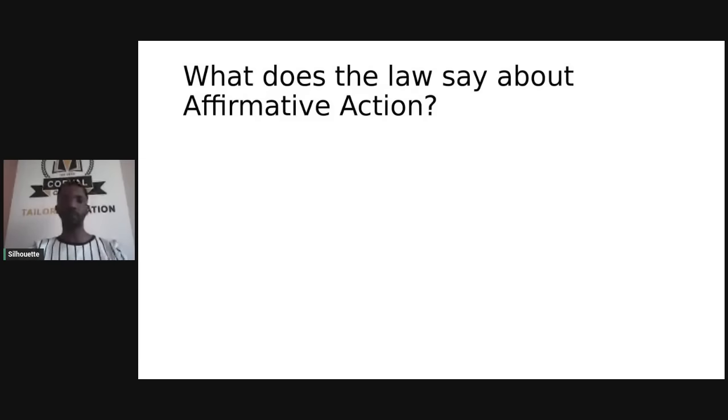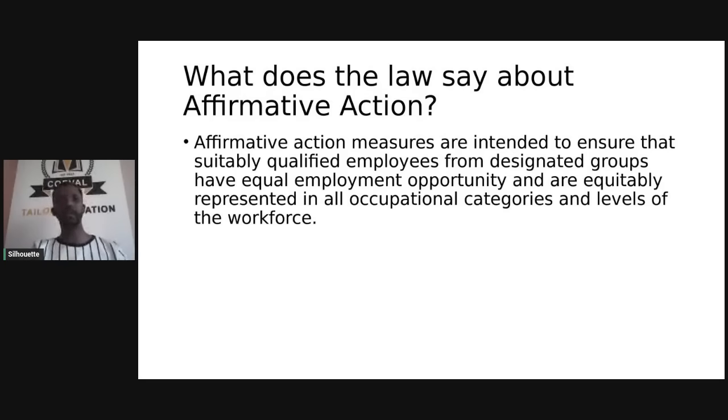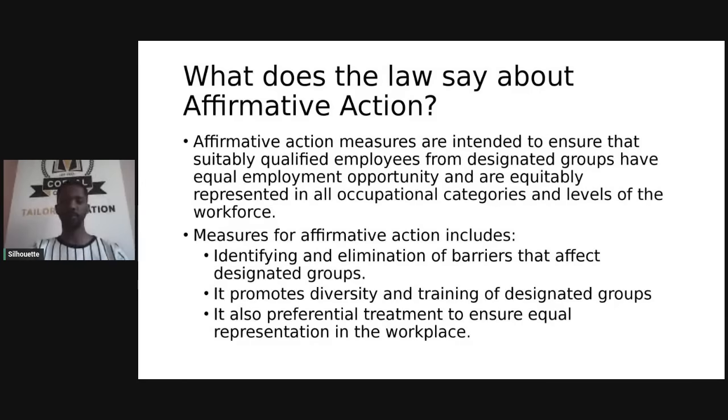So, what does the law say about affirmative action? Affirmative action measures are intended to ensure that suitably qualified employees from designated groups, whether black, white, colored, or disabled, all have equal employment opportunities and are equitably represented in all occupational categories and levels of the workforce. Other measures identify and eliminate barriers that affect designated groups. They also promote diversity as well as train the designated groups. It is also a preferential treatment to ensure equal representation in the workplace.